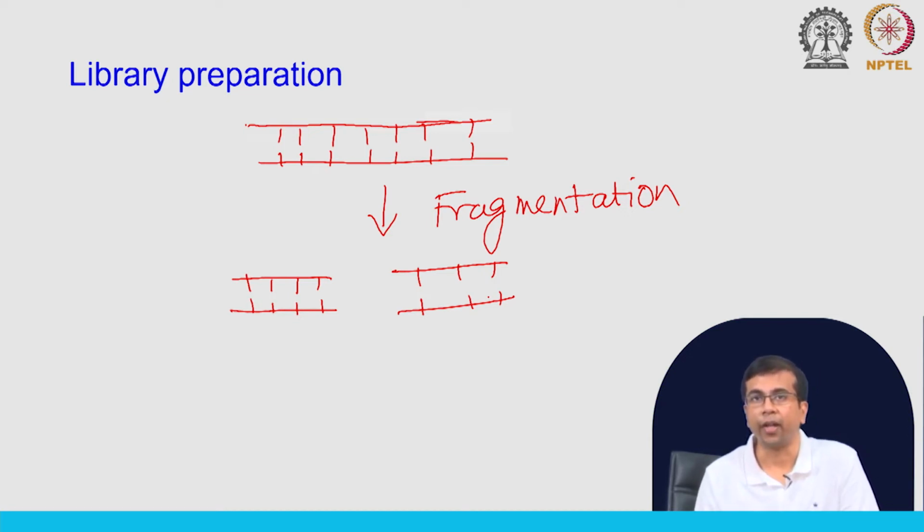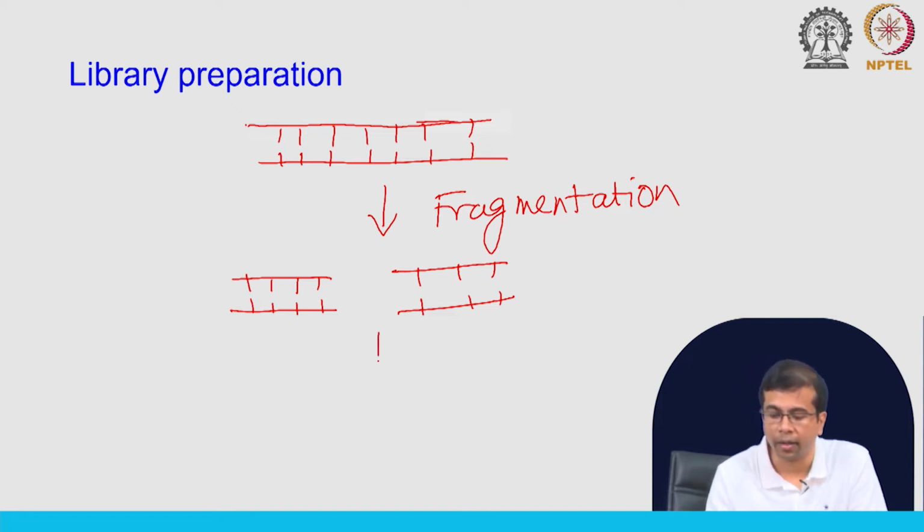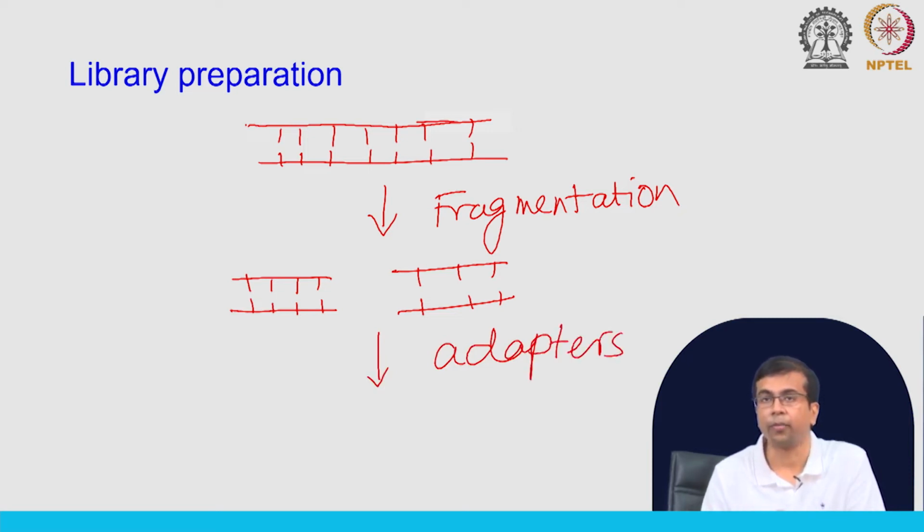Once we have this fragmentation, we need to add the adapters. One of the things you will probably notice later is that this method does not require any amplification. Because we are sequencing single molecules, we do not need to generate clusters like Illumina, or the on-bead amplification that we see in 454. Okay. So, the adapters are very special here.